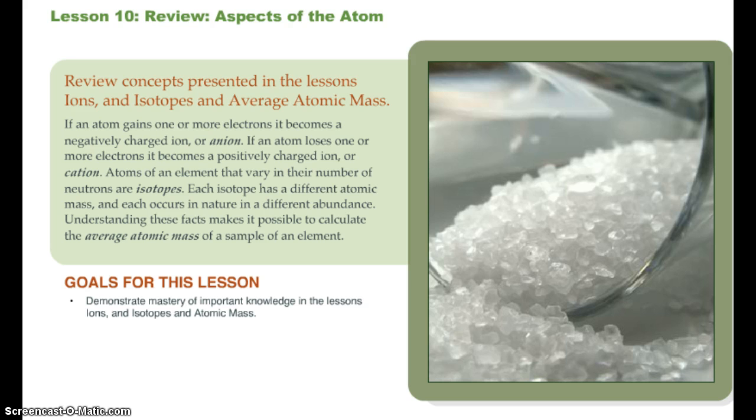If an atom gains one or more electrons, it becomes a negatively charged ion or anion, a negative ion. If an atom loses one or more electrons, it becomes a positively charged ion or cation because now there are more protons than electrons. Atoms of an element that vary in their number of neutrons are isotopes. Each isotope has a different atomic mass, and each occurs in nature in a different abundance. Understanding these facts makes it possible to calculate the average atomic mass of a sample of an element.